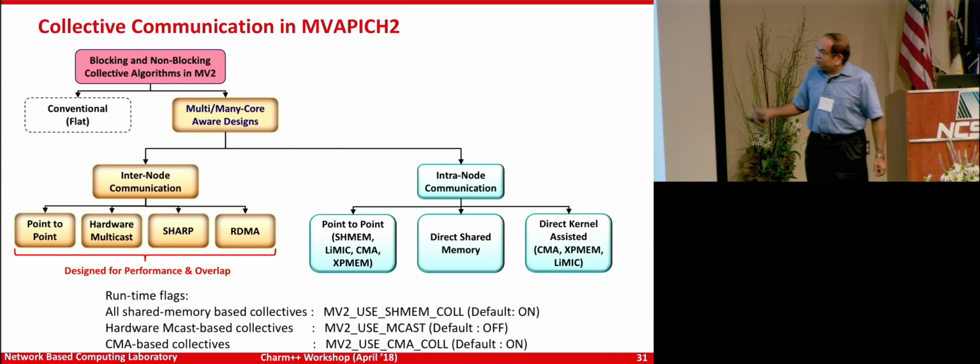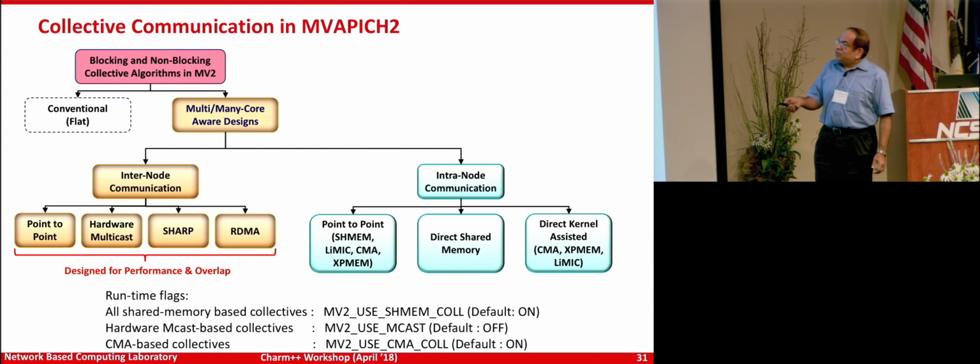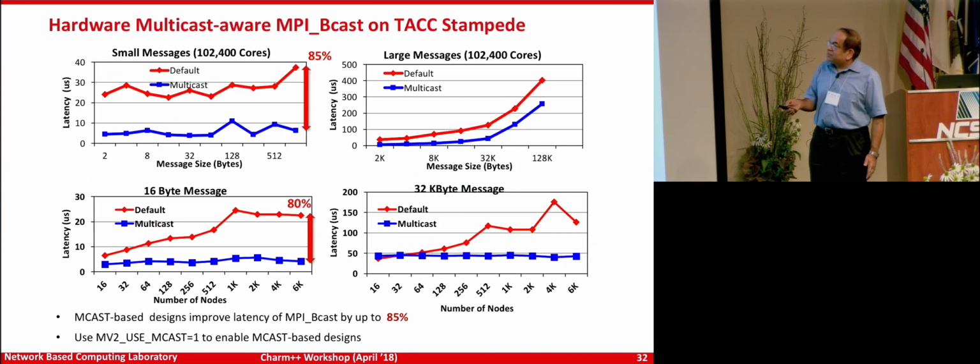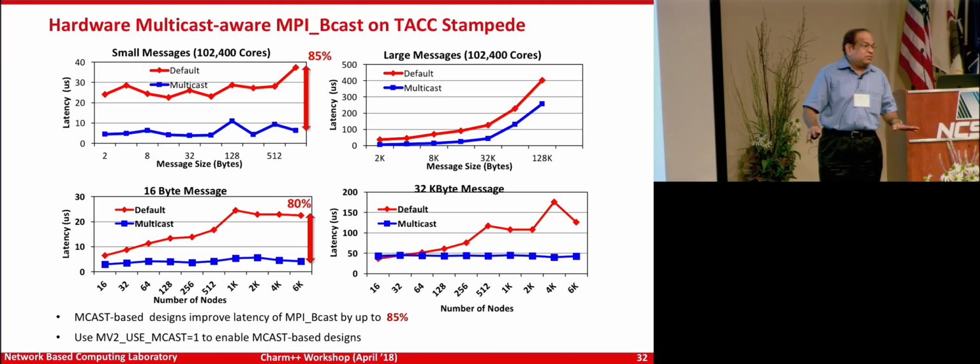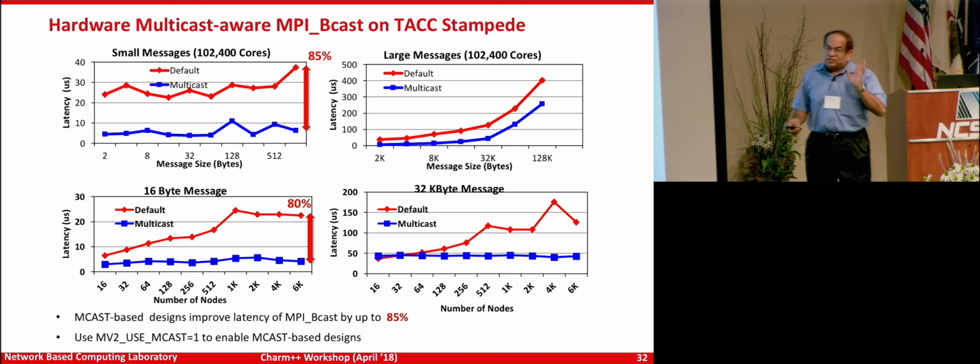So we have a lot of solutions in MVAPICH2, like multi-core and many-core aware designs, inter-node and also intra-node. We take care of many of these things. The first one, especially on InfiniBand clusters, is hardware multicast. Okay, like the switch actually does the multicasting. That is the best way you can send data to everybody. We enabled this many years back, and especially a lot of large clusters use it.